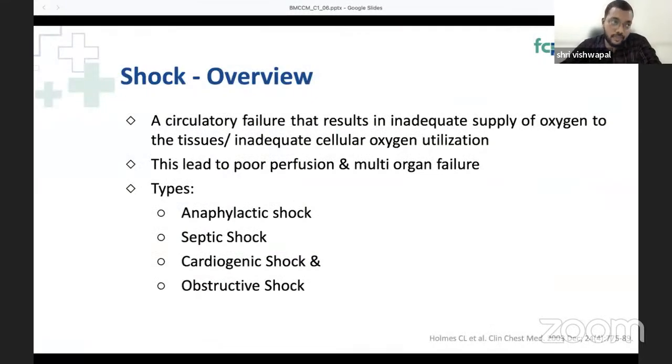So the first one is shock. What is shock? Shock is inadequate or poor perfusion of oxygen to the organs or tissues. When there is poor perfusion, slowly the organ or tissue starts deteriorating, and at one point of time it loses its life and dies. Shock is classified into anaphylactic, septic, cardiogenic, and obstructive shock. The other three have been discussed in the previous basic modules. So now we'll see what is obstructive shock.